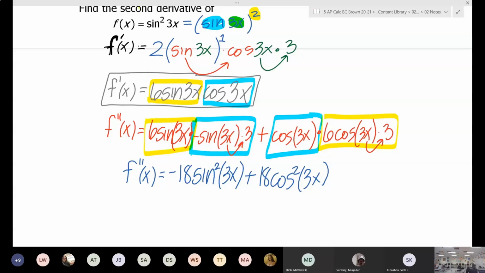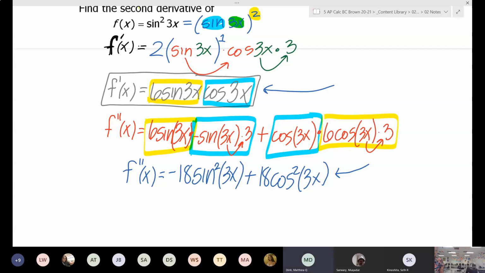Some of you might be looking at that and thinking there's some other ways to do it. There technically are, like technically this f prime you could simplify using a double angle identity. And we can also simplify our final answer using another double angle identity. But for us right now, I just want to make sure that we can do the derivative rules for these problems.